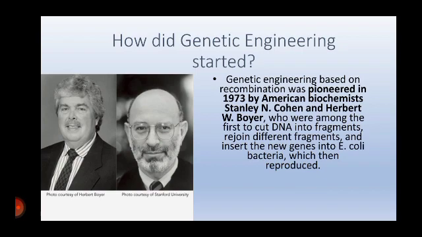So how did genetic engineering start? Genetic engineering, based on recombination, was pioneered in 1973 by American biochemists Stanley N. Cohen and Herbert W. Boyer, who were among the first to cut DNA into fragments, rejoin different fragments, and insert the new genes into E. coli bacteria, which then reproduced.